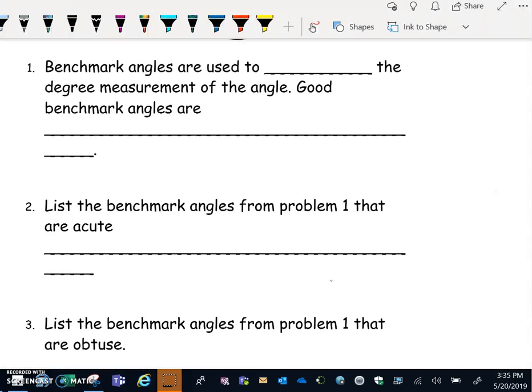Benchmark angles are angles that we use to estimate an angle. For example, if I draw this, you start to recognize this is probably about 90 degrees. If I drew this, it looks like it's about 180. So if I did this, that looks like it could be about 45, because that would be about half of 90.